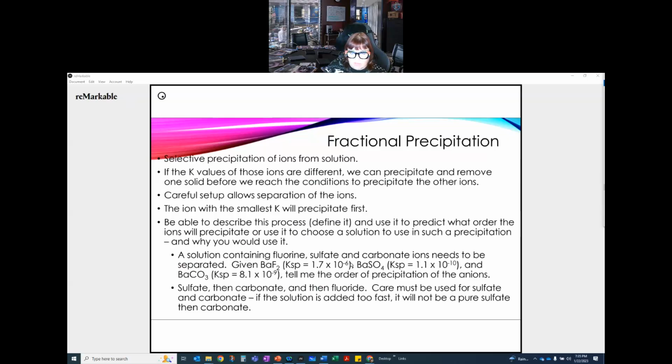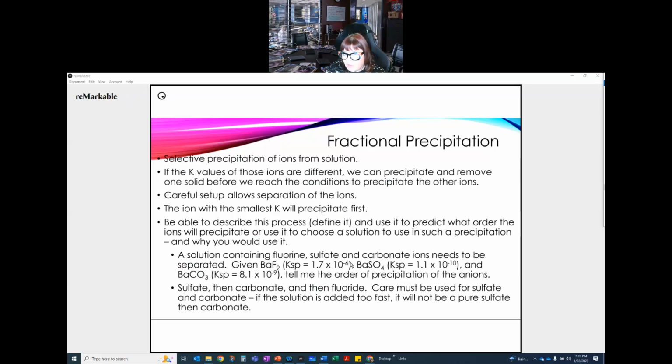Sulfate, then carbonate, then fluoride. Care must be used for sulfate and carbonate, and that's because if we go too fast, then we will not be able to get pure sulfate away from the carbonate. Okay? Those two values are close-ish, so we have to be careful about how we do that. So as long as we take care when we do it, we can make sure that that happens in a way that we can collect pure material if we need to.